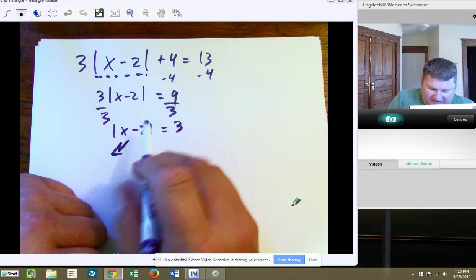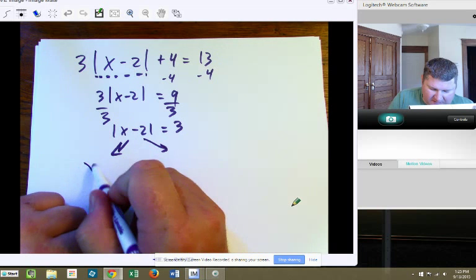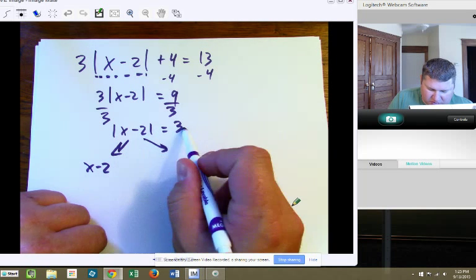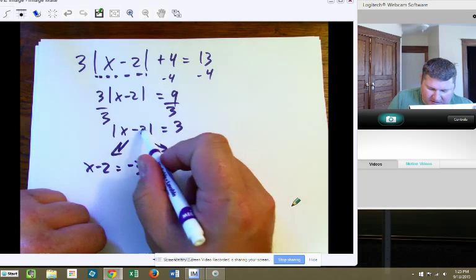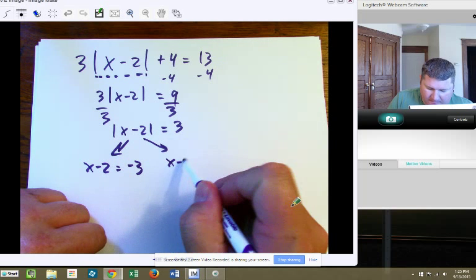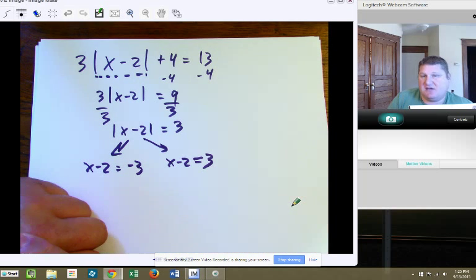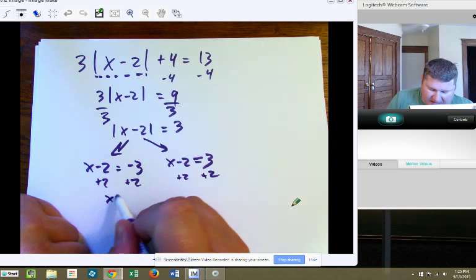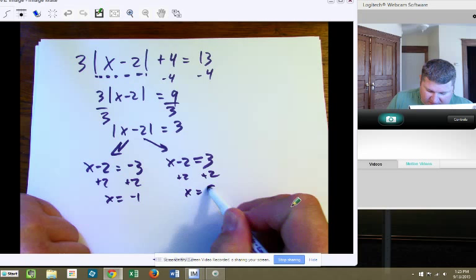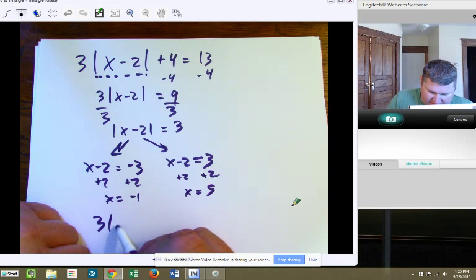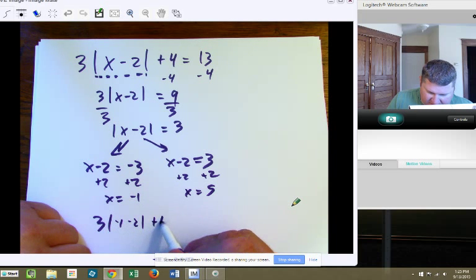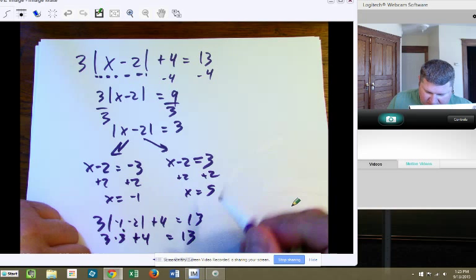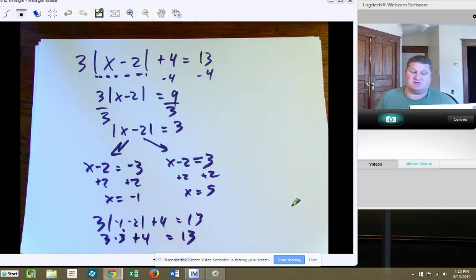So now, once I have the absolute value by itself, I break it up. A negative version, x minus 2 equals negative 3, or x minus 2 could equal positive 3. Okay, and go to town from that. Plus 2, plus 2, plus 2, plus 2. x equals negative 1, or x equals 5. Again, 3 times the absolute value of negative 1 minus 2, plus 4, equals 13. That's going to be 3 times 3 plus 4, which is 13. It works out. And I plug in the 5 and double check it as well.